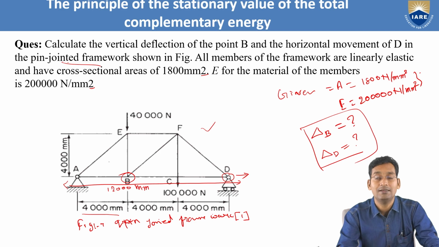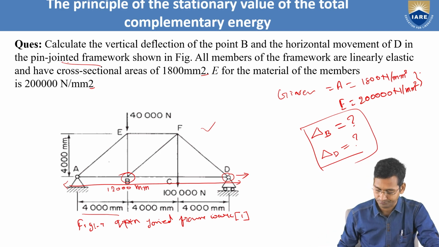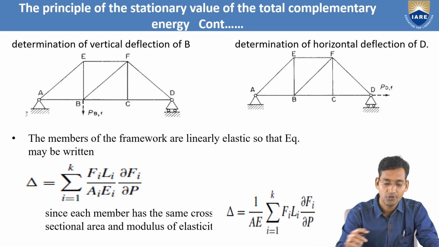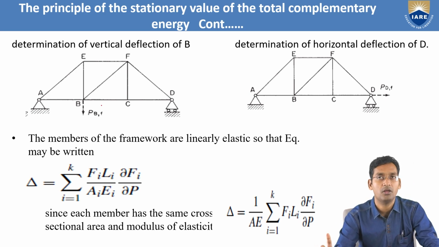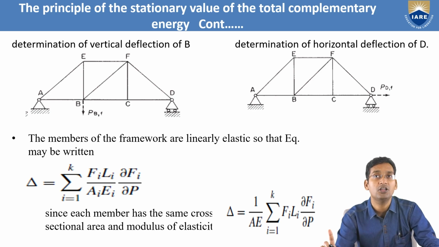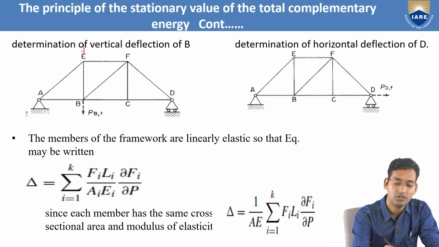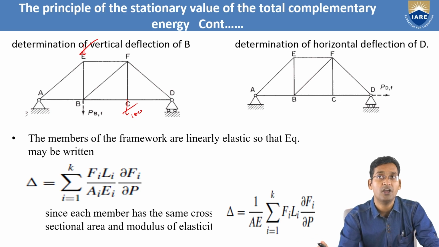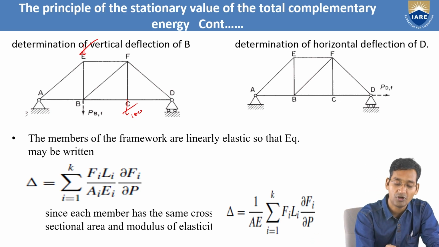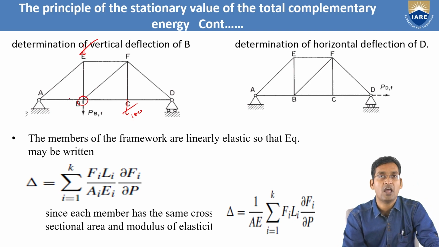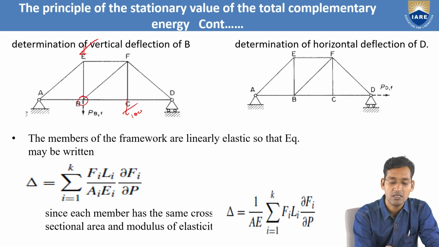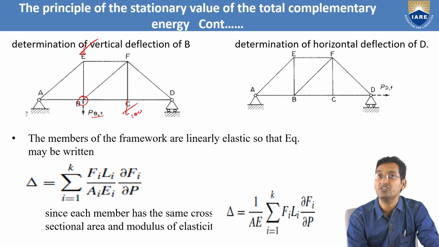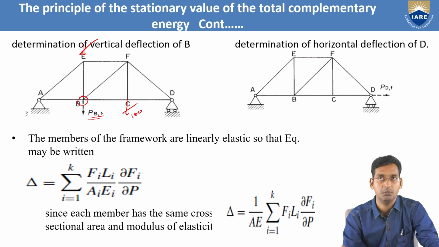Before solving this problem, let's see the procedure for how to solve it. Now this is the figure. The point to remember is to remove all the acting loads. Here it was 40,000 at E and 1 lakh here, so just remove these loads. Now there is no load acting. Then where we have to find the deflection, apply the fictitious load. Here we have to find at B, so apply the fictitious load P at B, given as PBF.